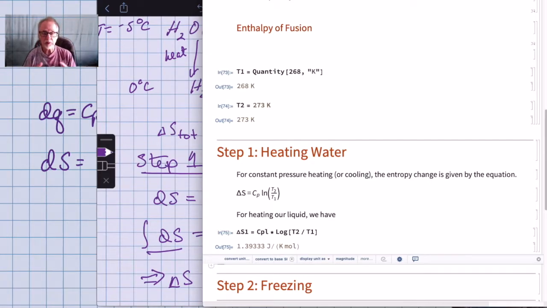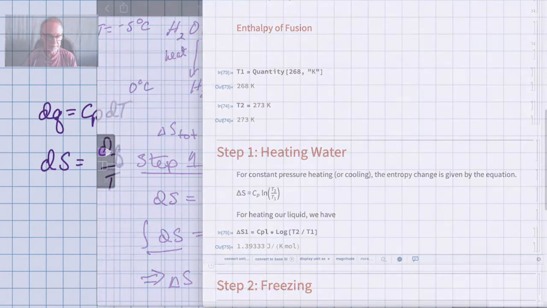Okay, so now we need to move on to the second step, which is freezing. So I'm going to pause here for a bit, and we'll come back to that.